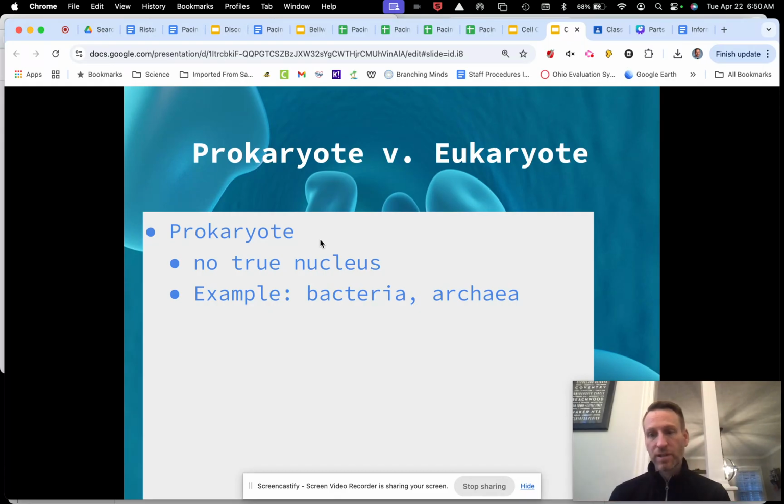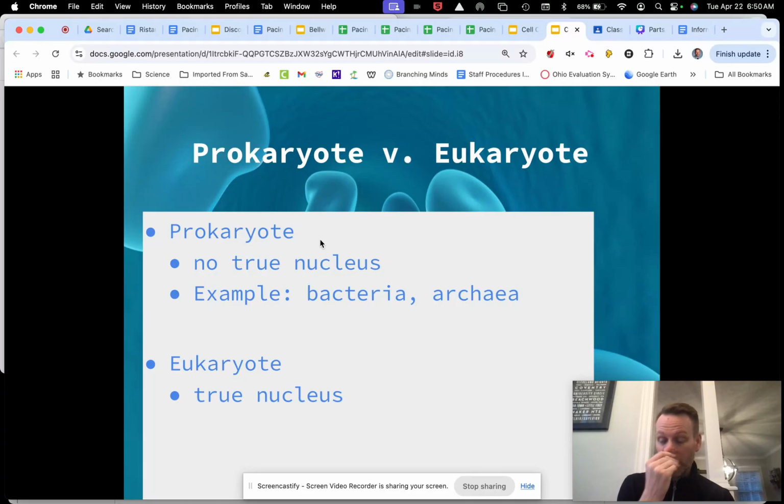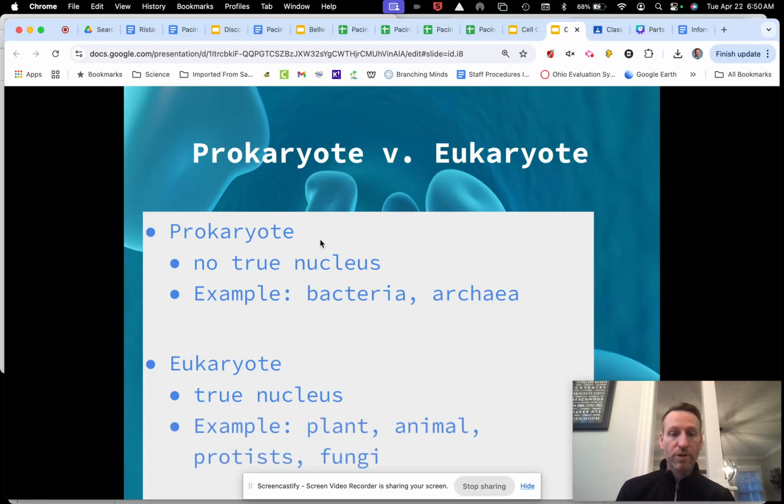But that's a big difference between prokaryotes and eukaryotes. Eukaryotes do have a true nucleus. So these are the organisms that we're more familiar with because we see them. In fact, we are one, right? Plant, animal, protist, fungi, all are eukaryotic organisms, meaning they have eukaryote cells. So I always use the saying, you have eukaryote cells. You have eukaryote cells, animals, plants.